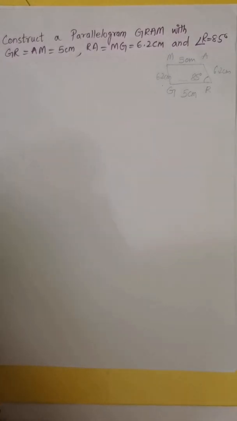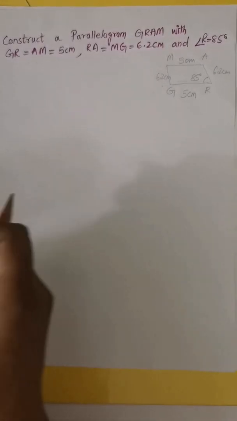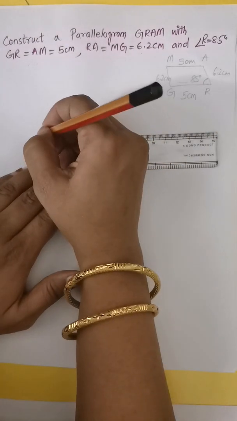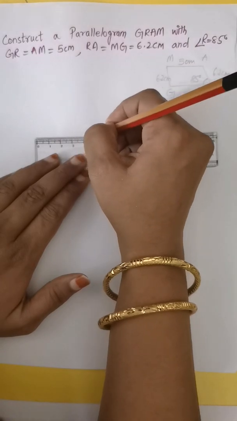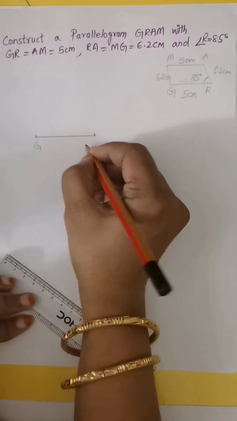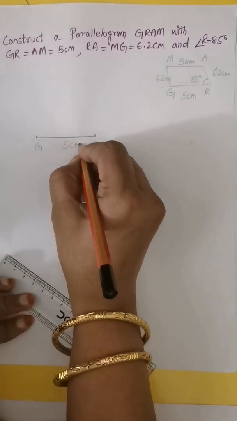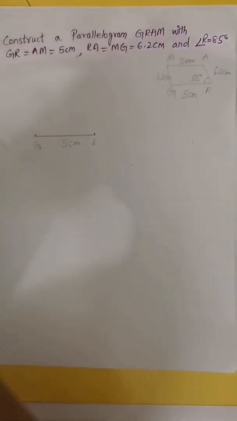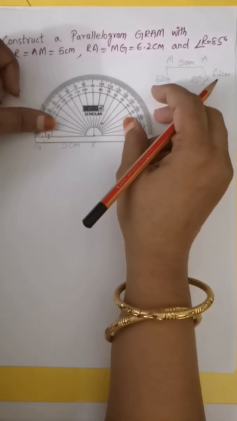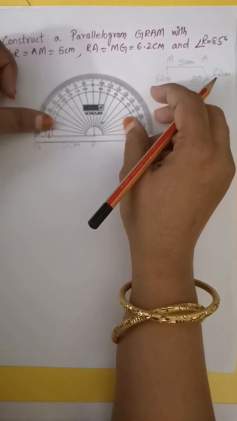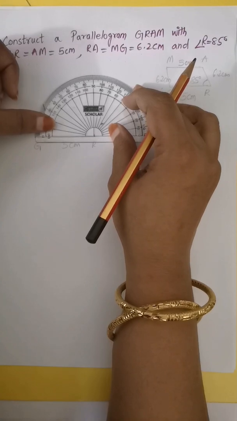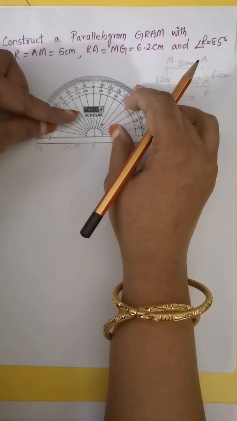So first of all, we will construct a line segment GR equal to 5 centimeter. We'll start from 0 and move till 5. Construct a line segment GR equal to 5 centimeter. Secondly, always the angle. Now angle R is given as 85 degrees. So we have to place the protector here, with the center of the protector on the line. Now we have to mark 85 degree.